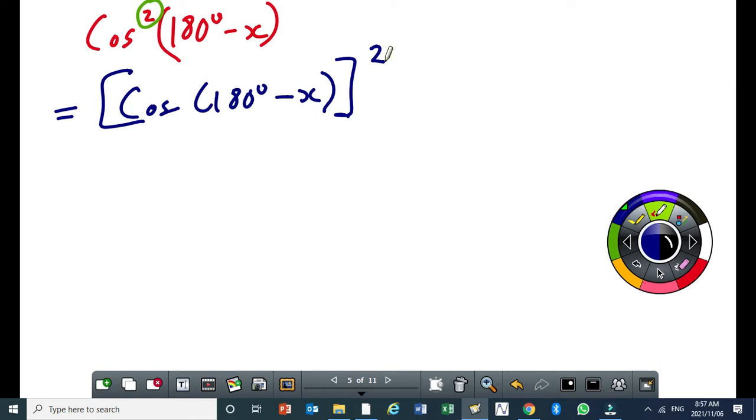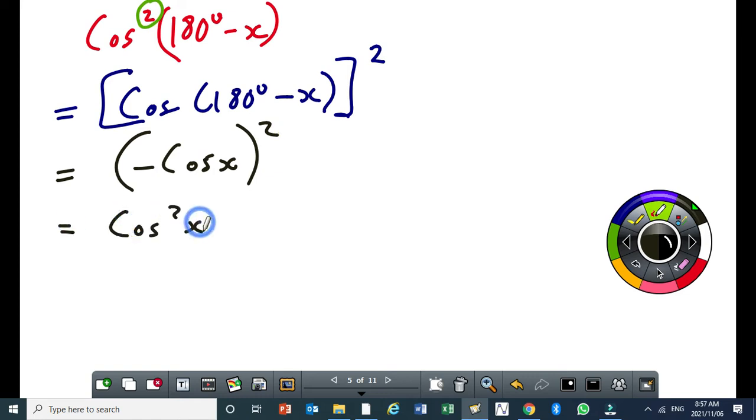Your final answer cannot be negative, because a lot of learners are writing the answer is minus cos squared x. That's incorrect. Cos (180 minus x) is in the second quadrant. So the answer in the square bracket will be minus cos x. Then you square this. If you square it, minus cos x times minus cos x will give you the positive cos squared x.